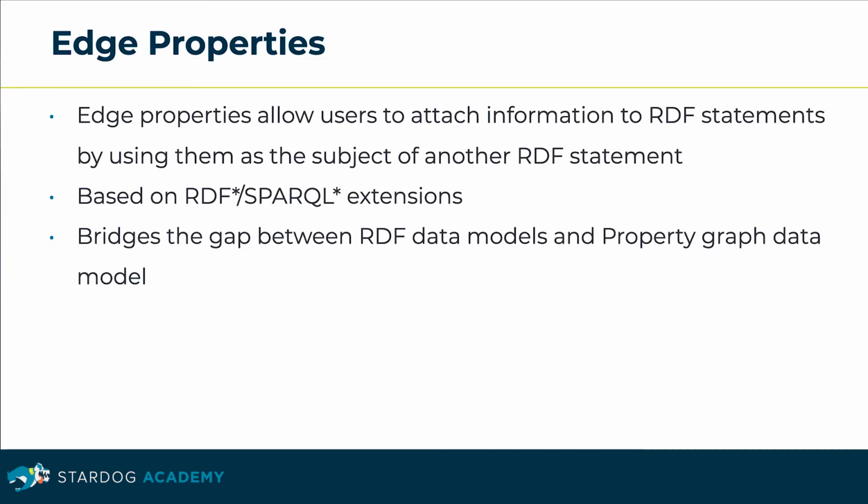Edge properties allow users to attach information to RDF statements by using them as the subject of another RDF statement. Edge properties are based on an RDF-star SPARQL-star extension. Edge properties also bridge the gap between RDF data models and property graph data models. When you want to use edge properties in your Stardog database, please set the property edge.properties = true when creating your database. Let's look at some examples.